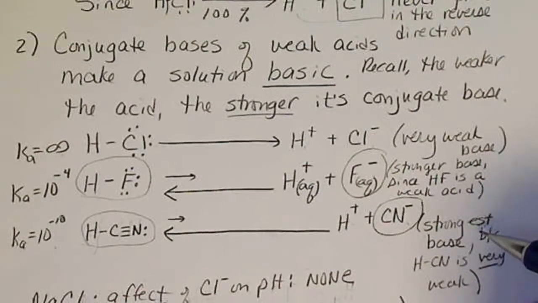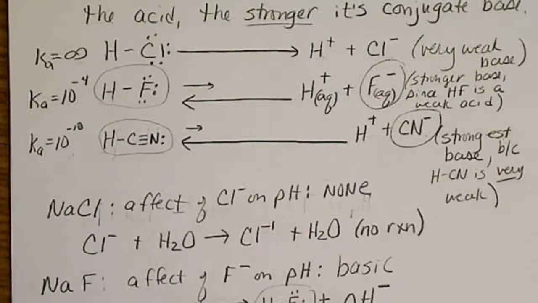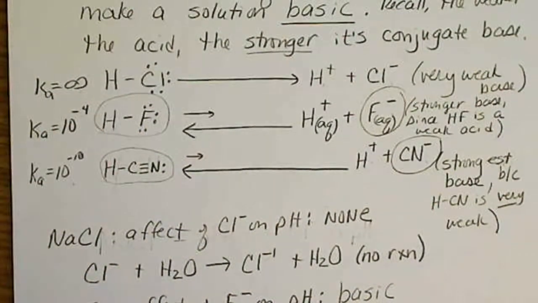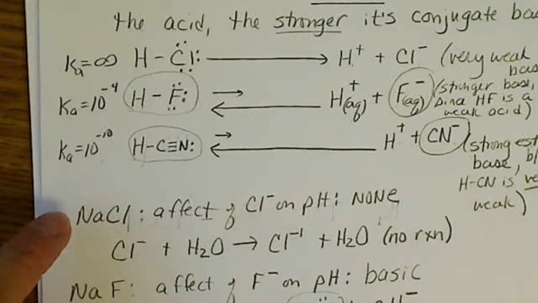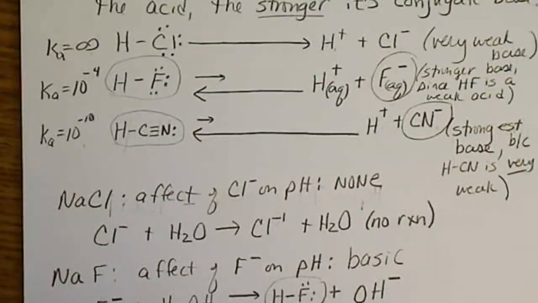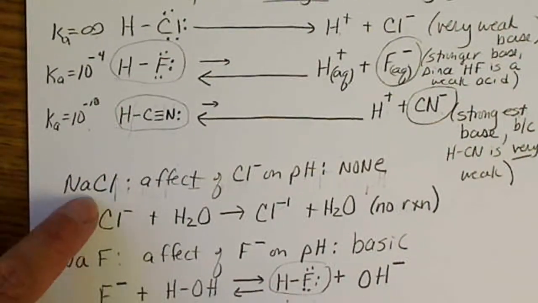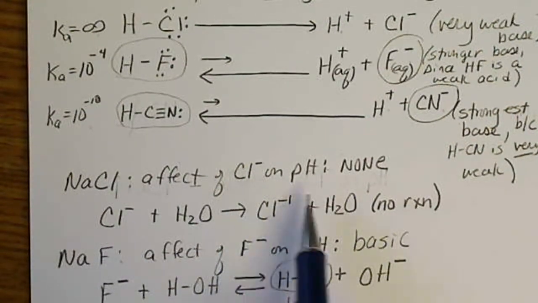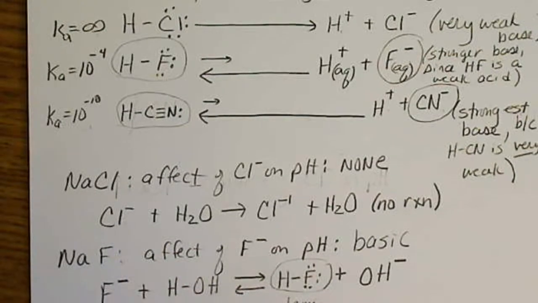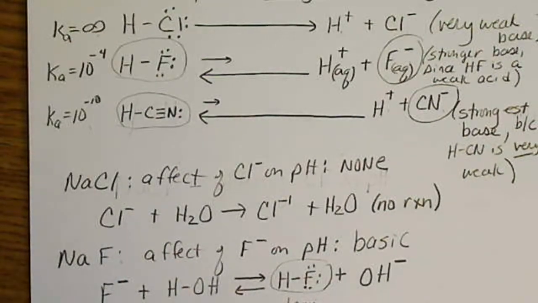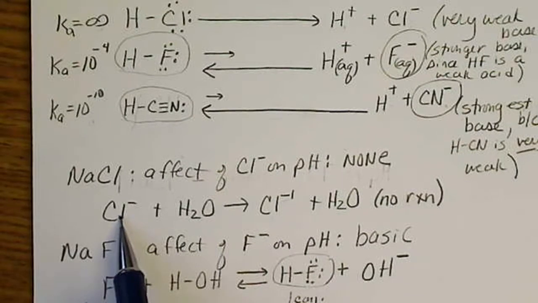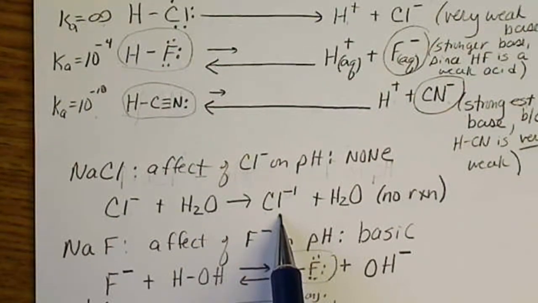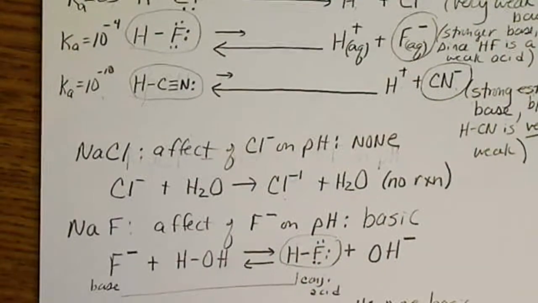So cyanide, because it's the conjugate base of the weakest acid here, will behave like the strongest base in water. Okay, so for the effect of a salt, we're going to have to remember, we're not going to see an acid or a base. We'll see a salt in the form of a metal and a non-metal. For sodium chloride, the effect of a chloride on the pH would be none, because chloride is the conjugate base of a strong acid. So that reaction will never run. This reaction won't proceed. Chloride in water will still be chloride and water.